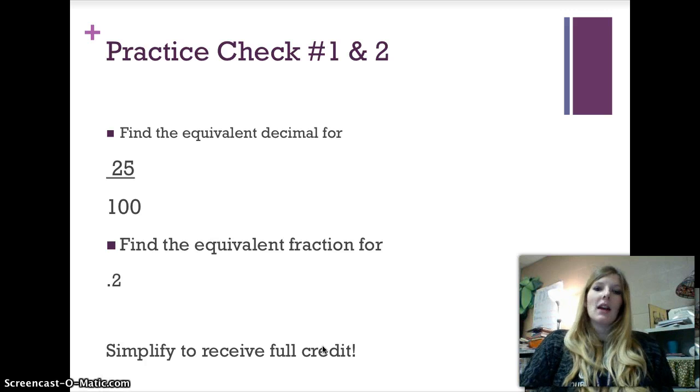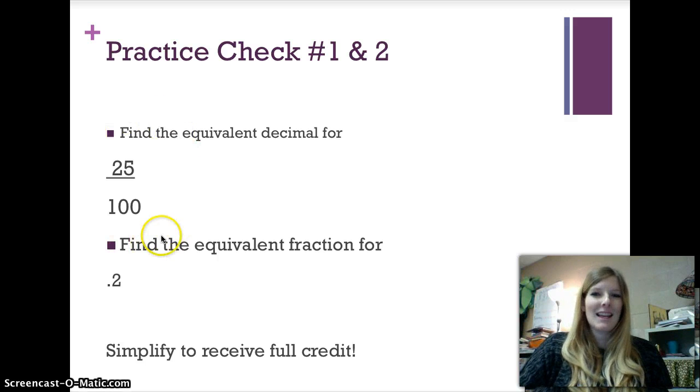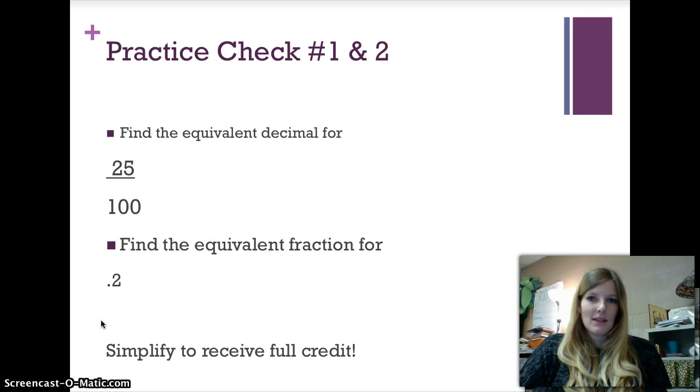Let's do a practice check. I want you to find the equivalent decimal for this fraction right here, and I'm not going to read it and give away the answer. See if you can figure out how to write the decimal. Then I want you to find the equivalent fraction for this decimal, and you must simplify the fraction to get full credit. Remember, we've talked a lot about simplifying fractions and finding equivalent fractions for other fractions. Go ahead and pause the video while you work that out.